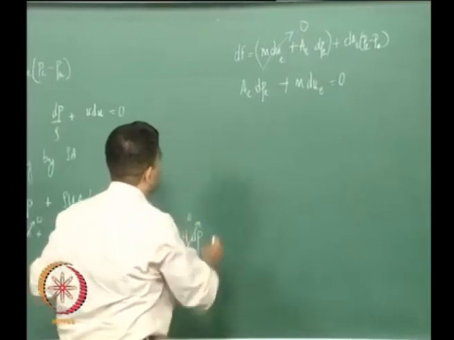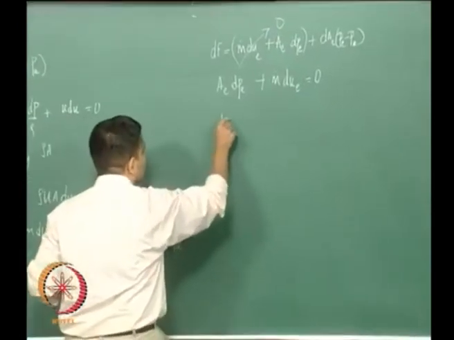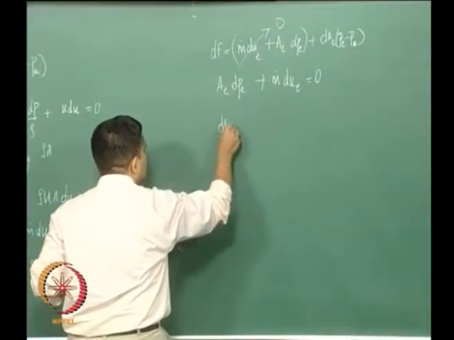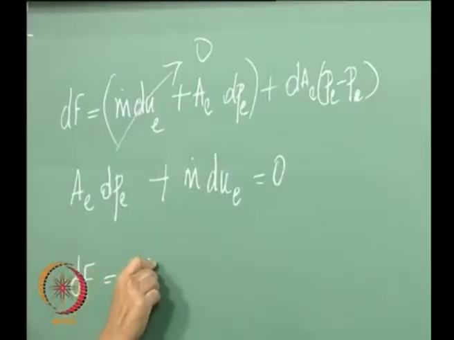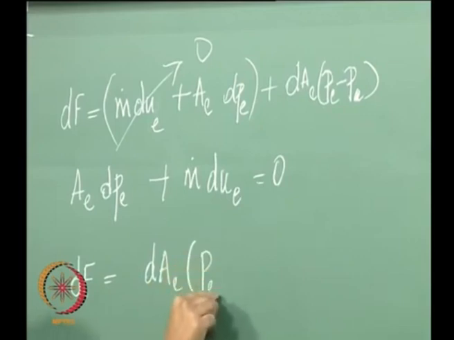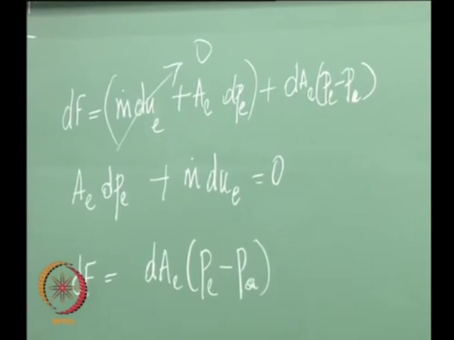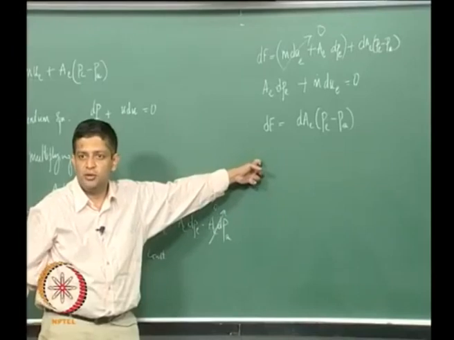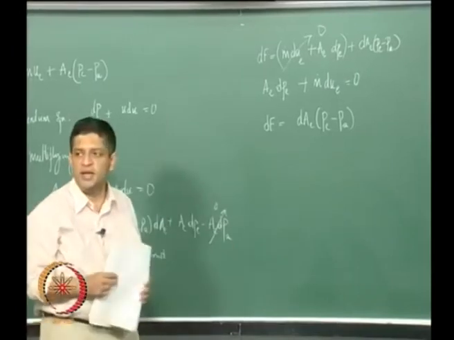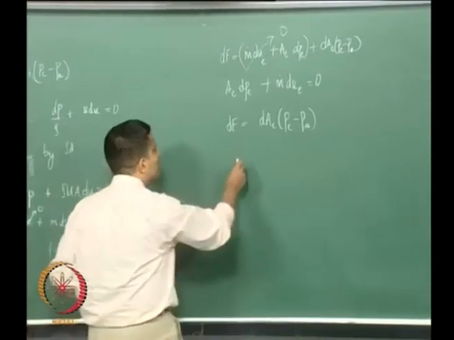So we will be left with dF is equal to (PE minus PA) dAE. For it to be a maxima or a minima, dF has to go to 0, and that is possible only when PE is equal to PA.